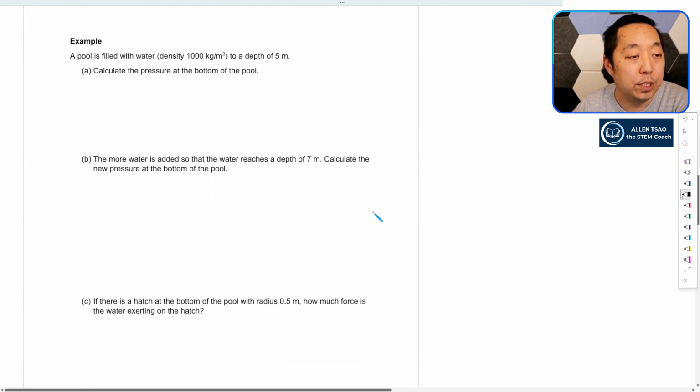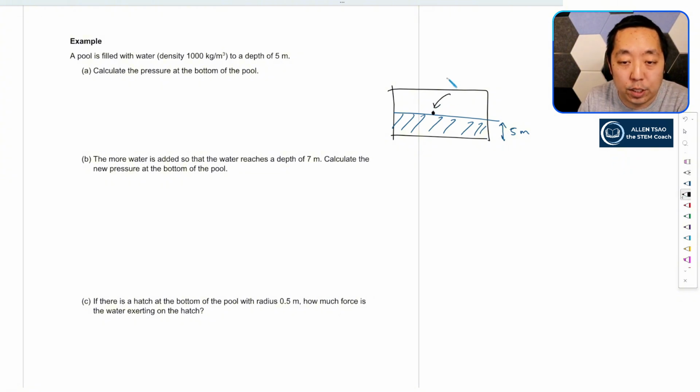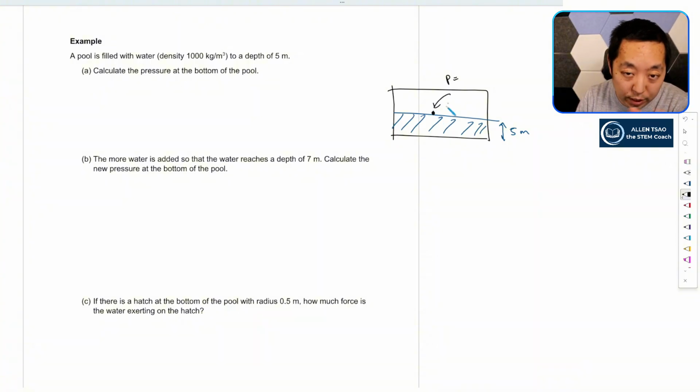Okay, let's go through some examples. I have a pool filled with water to a depth of 5 meters. Calculate the pressure at the bottom of the pool. So here we have water, and this is 5 meters. The pressure at the top is the atmospheric pressure, because right at that surface the water has the same pressure as the air, which is just 10 to the 5th pascals. And we want to know what the pressure down here is.